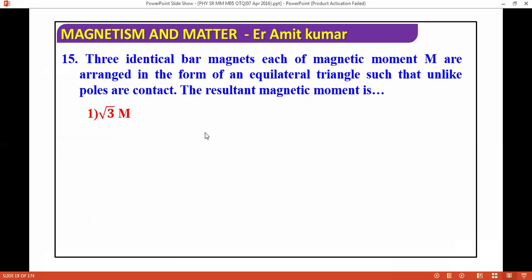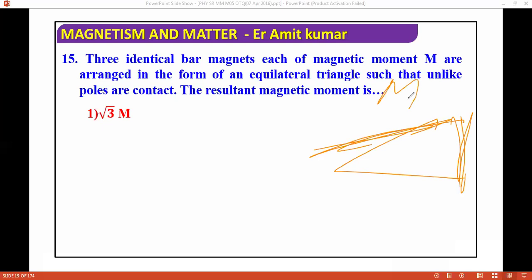Three identical bar magnets of magnetic moment M are arranged in the form of an equilateral triangle such that unlike poles are in contact. So basically we are forming an equilateral triangle using the bar magnets, arranged such that unlike poles are in contact. The question is talking about the resultant magnetic moment.